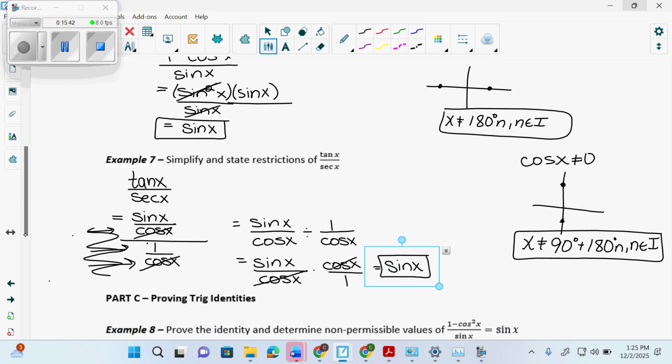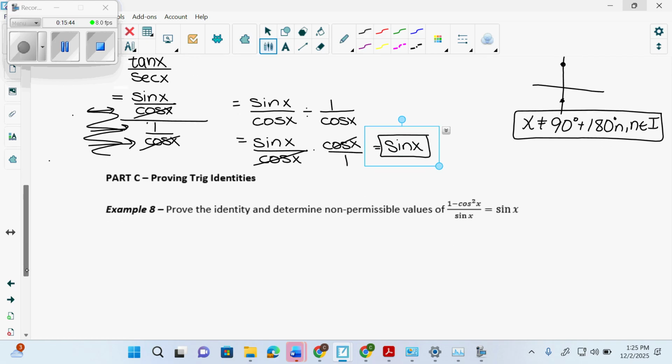All right, the next one wants us to prove and state non-permissible values. I've made you just prove, correct? But you do still have to state non-permissible values as well, if it's asked. If I just ask you to prove an identity, you just prove it. If I ask for non-permissible values and proof, then you have to give me the non-permissible values.